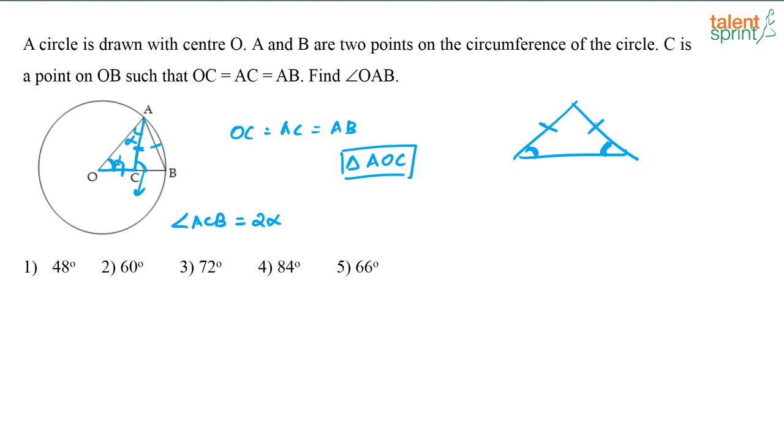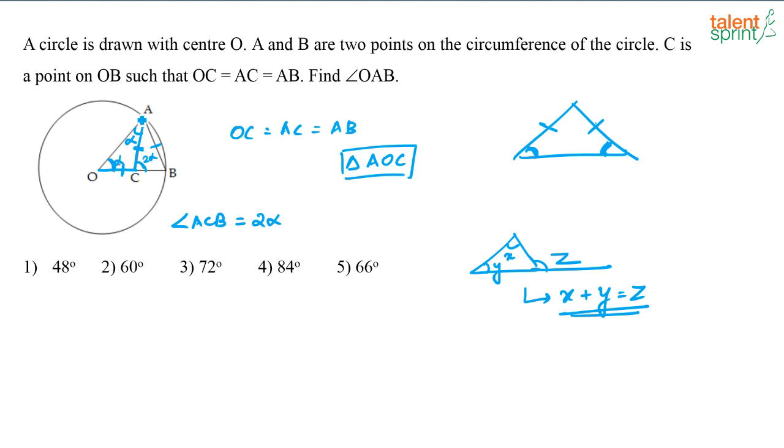This is an exterior angle, correct? So you have a triangle and you have an exterior angle. Let us say this angle is Z. Now if this angle is X and this angle is Y, then I can say that X plus Y is equal to Z. So using this property, I can say that angle ACB is equal to 2 alpha. Okay, so I have found out this angle also.